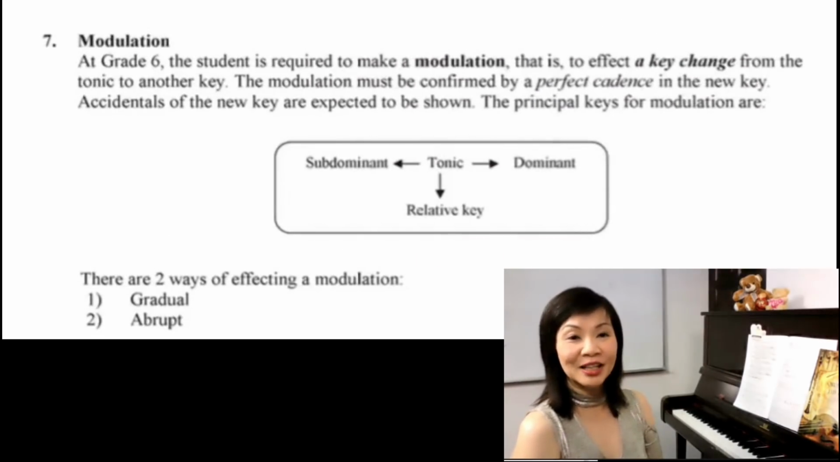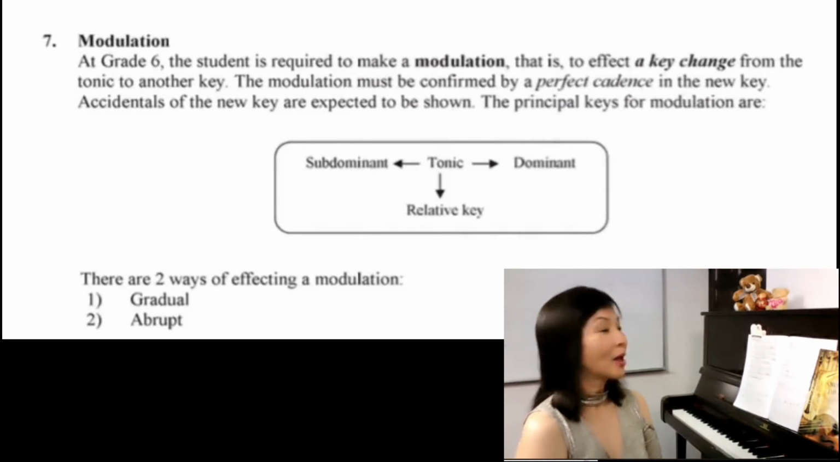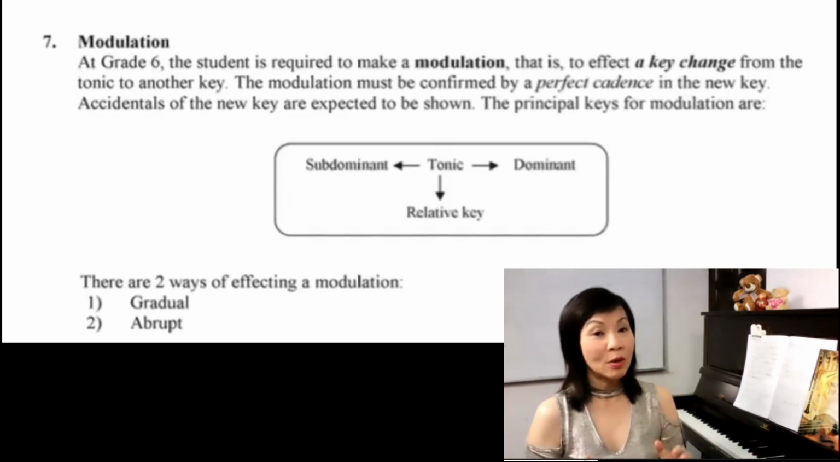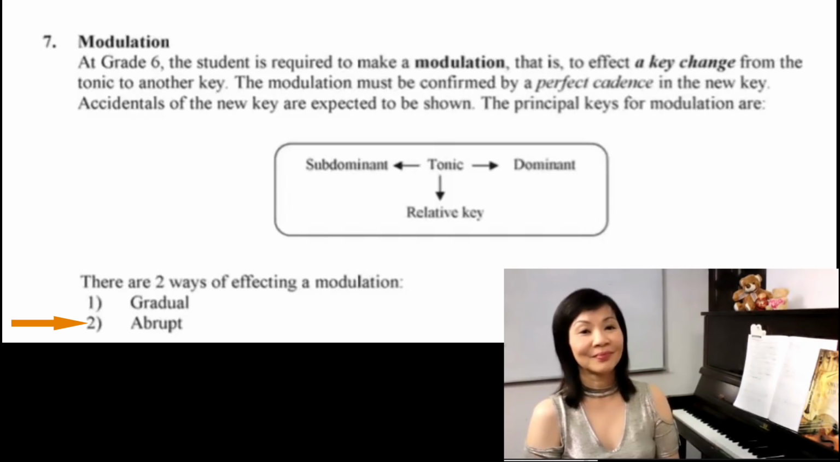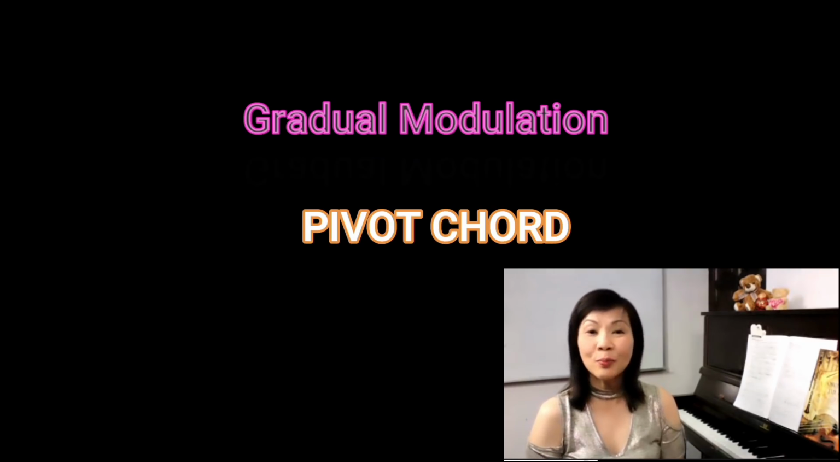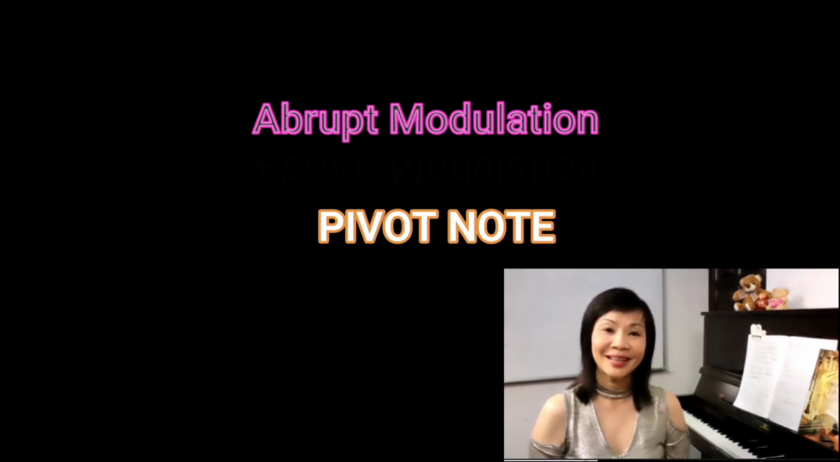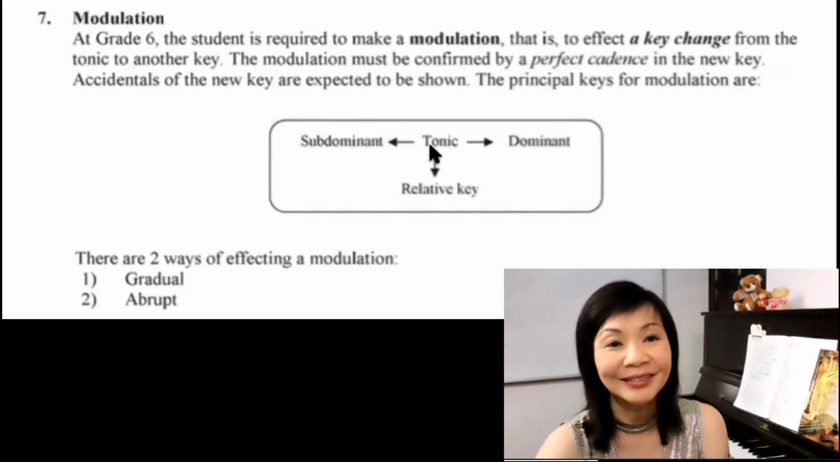Let us look at the next page on modulation. What is a modulation? When we modulate, we change keys. There are 2 ways to effect a modulation, either by a gradual way or by an abrupt way. In gradual modulation, we will make use of a pivot chord. In an abrupt modulation, we use a pivot note. Here we have the modulation from the tonic key to the subdominant, dominant, and relative key. These are the most closely related keys.